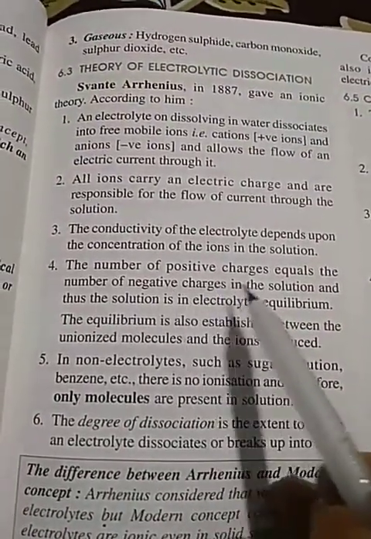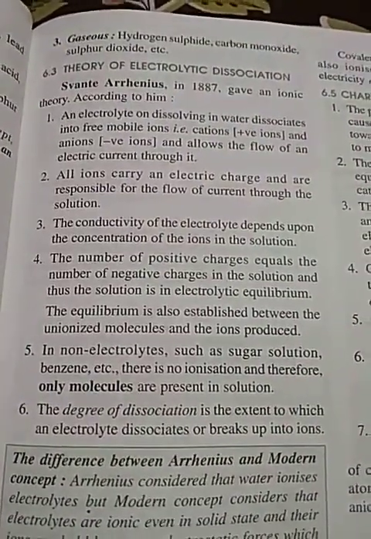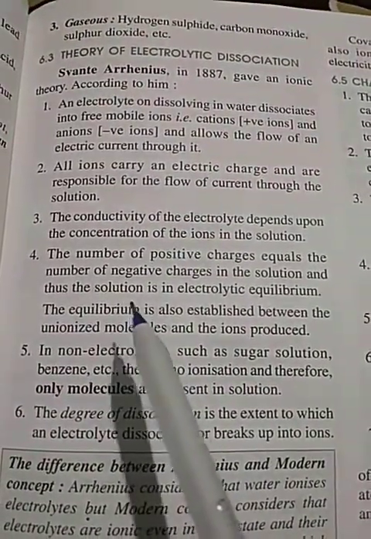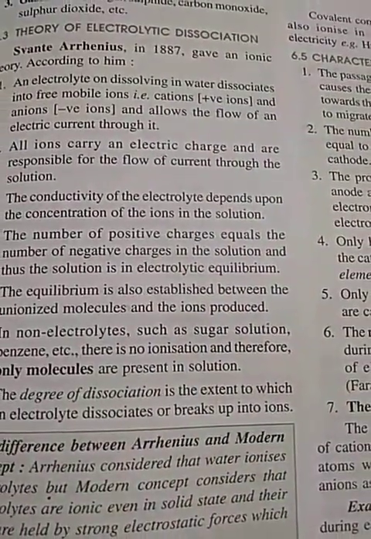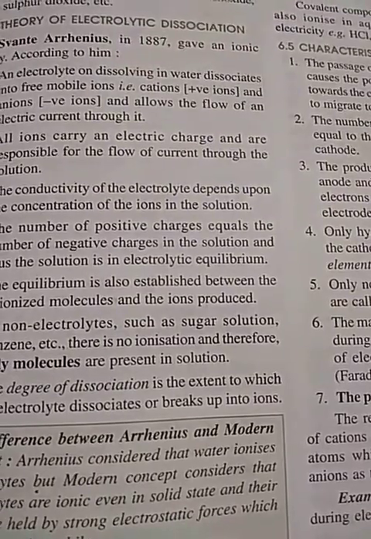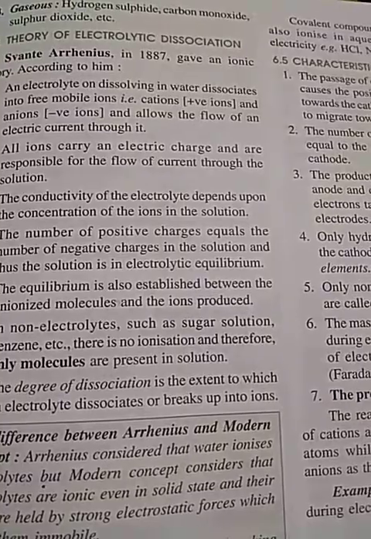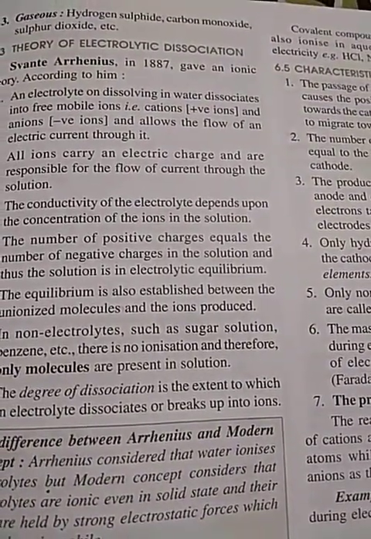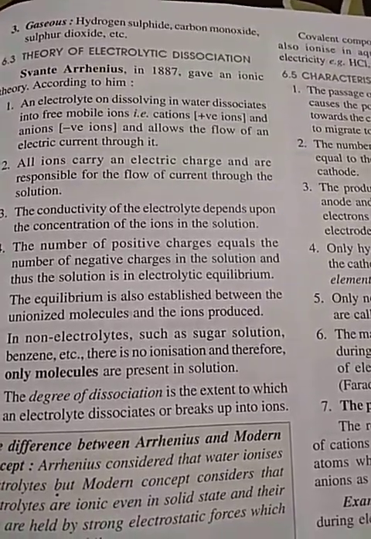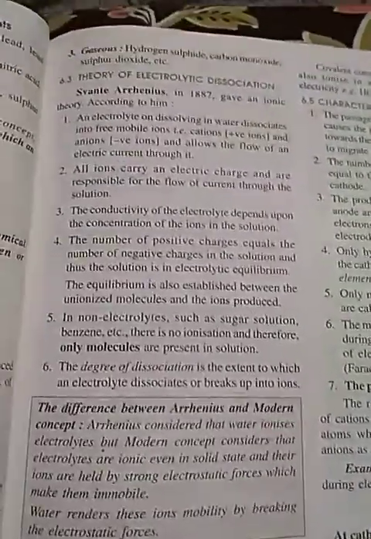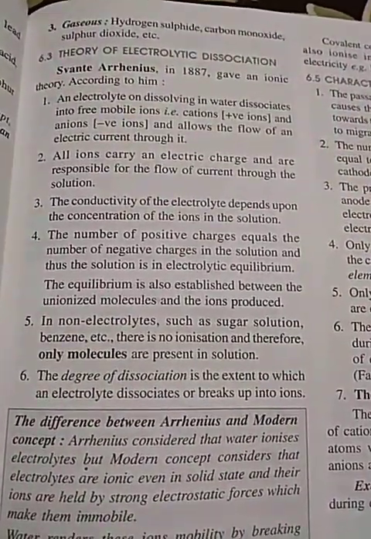The number of positive charges will always be equal to the number of negative charges to maintain the solution in an equilibrium state. It is not that if there are 11 positive charges, there will be 12 negative charges or 10 negative charges. No, if the number of positive charges is 11, the number of negative charges will also be 11 only, so that the solution will maintain the equilibrium state.